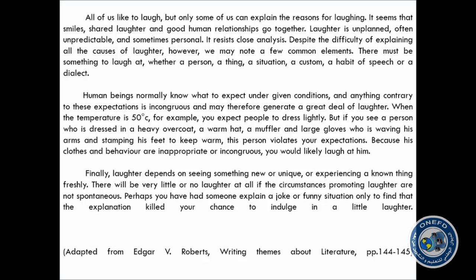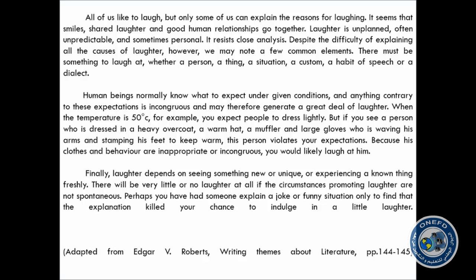So this paragraph restates and affirms our answer that laughter cannot be planned. It's unexpected, it's unplanned. It has to be spontaneous. If it's not spontaneous, it will kill your chance to indulge in a little laughter.